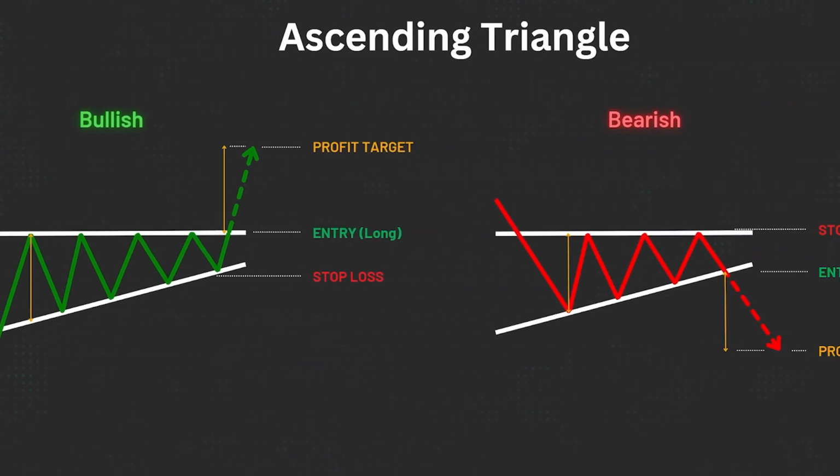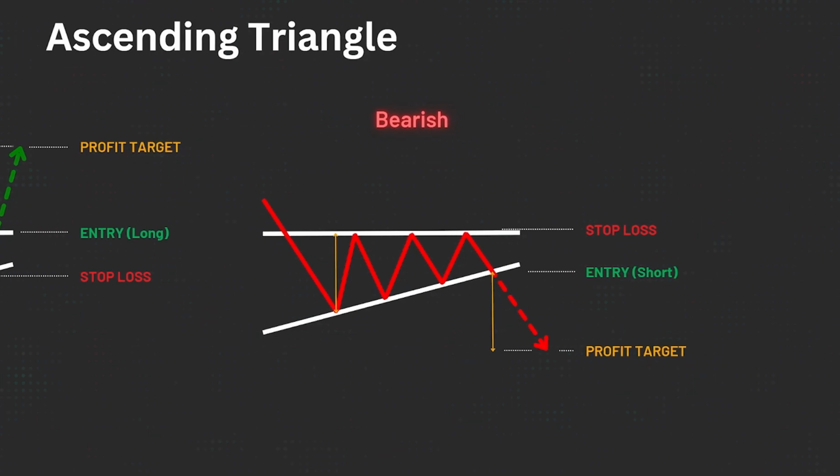For the bearish scenario, the optimal trade is going short when the price breaks and closes below the rising trend line. For profit taking, similar to the bullish scenario, the target is set by taking the height of the triangle, but this time projecting it downward from the breakout point. For managing risk, the optimal stop loss is placed just above the resistance line.